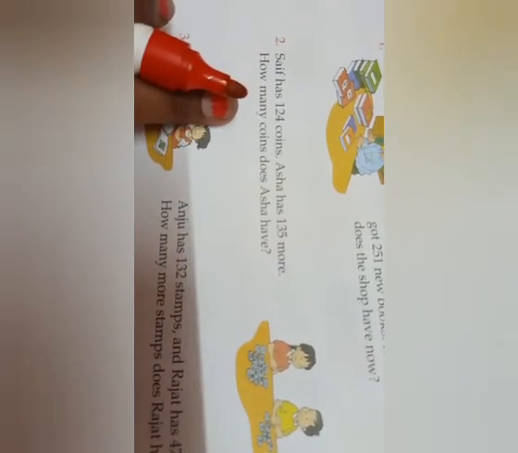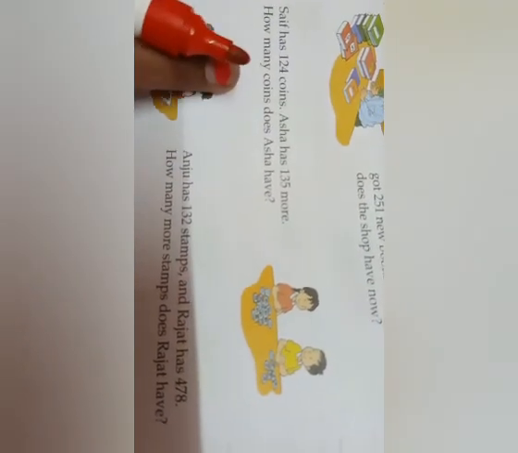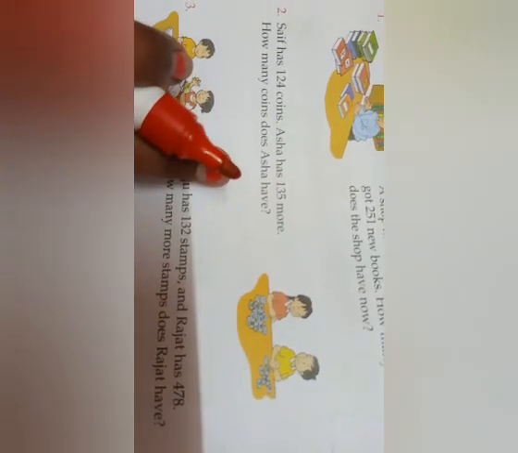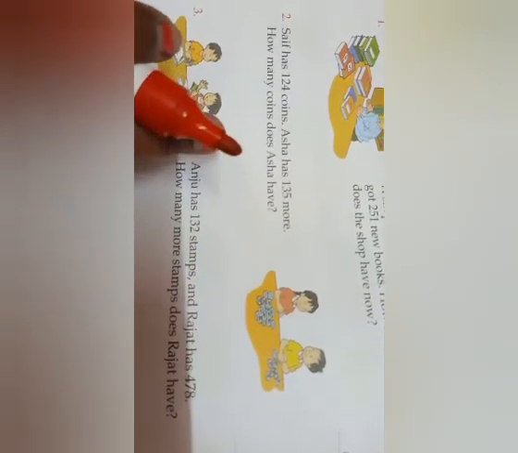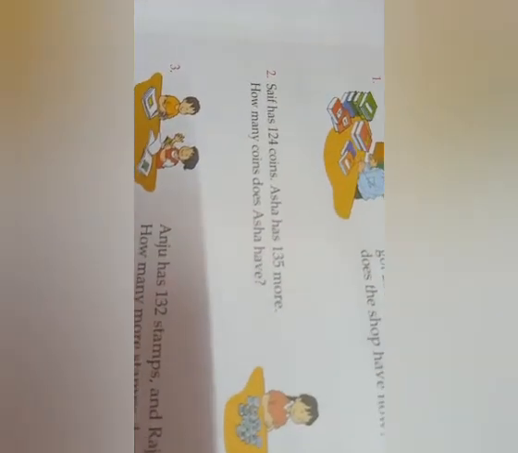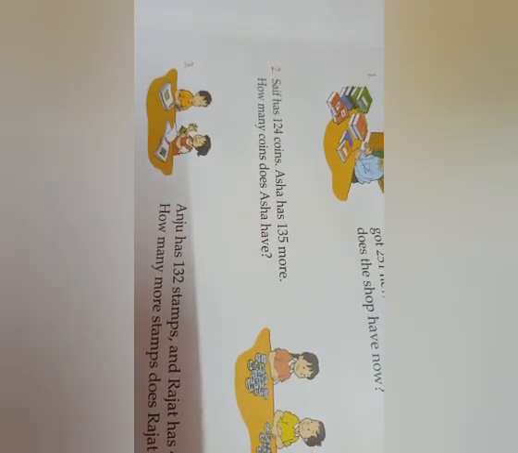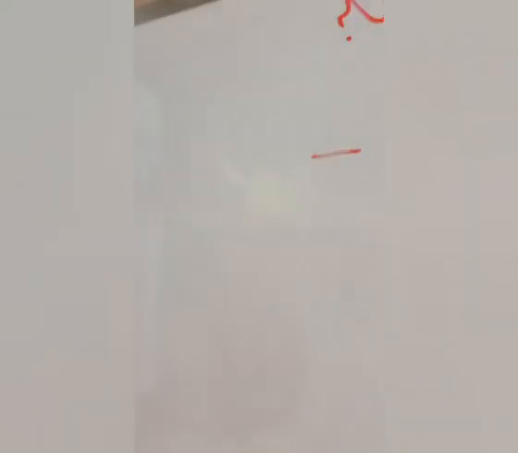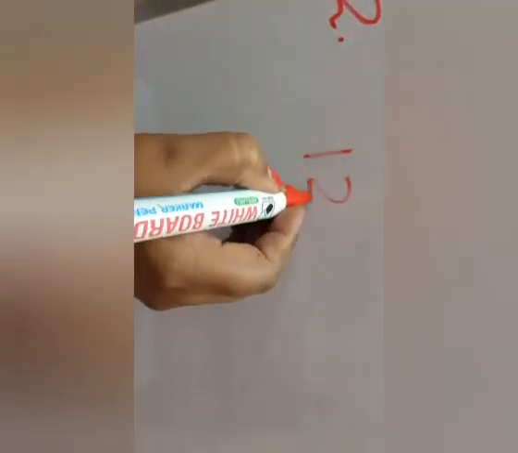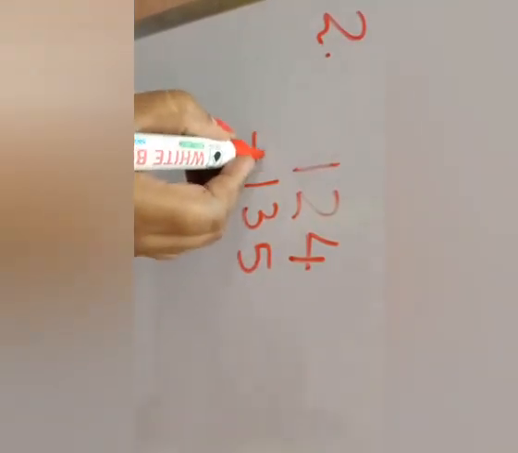Saif has 124 coins. Asha has 135 more. How many coins does Asha have? So first there is a need to understand it. Asha has 135 more coins than the coins with Saif. So total number of coins Asha has is equal to 124 plus 135. Let's add 124, 135. Add these numbers.